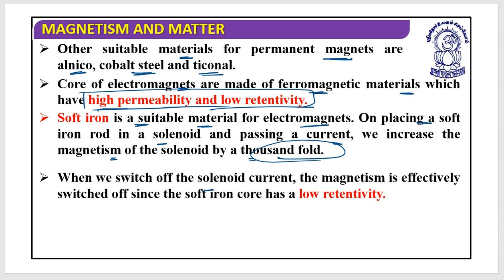When we switch off the solenoid current, the magnetism is effectively switched off, since the soft iron core has very low retentivity. So when I say low retentivity, once I switch it off, it will lose its magnetism because its retentivity is very low. Once you switch it on, it will behave as a magnet. Once you switch it off, it is not a magnet at all. I hope this is clear.